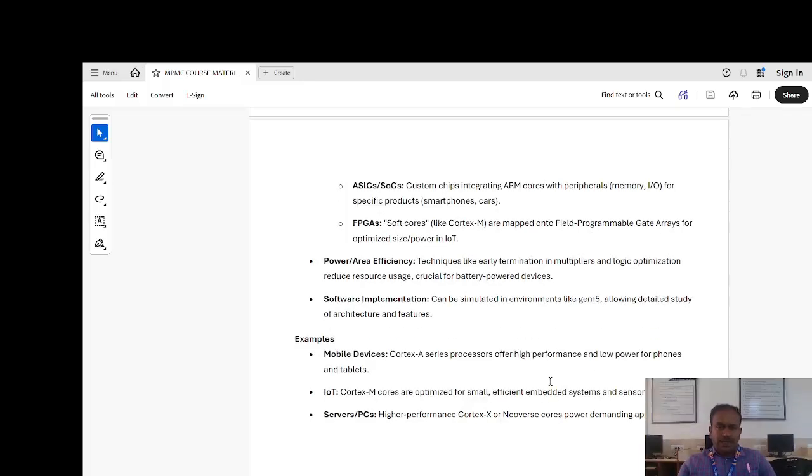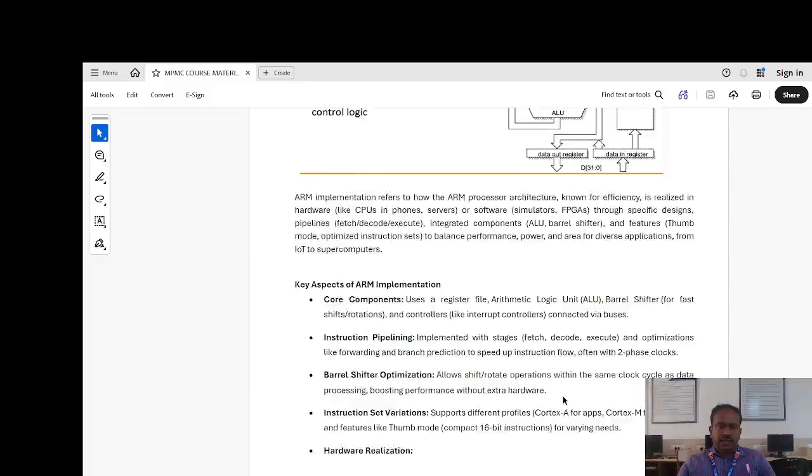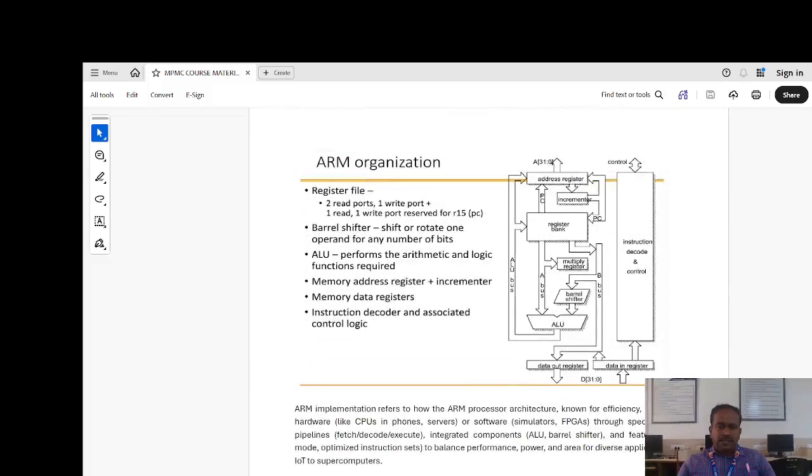These are some examples of where ARM Cortex processors are used. Mobile devices: Cortex-A series processors offer higher performance and low power for phones and tablets. IoT: ARM Cortex-M cores are optimized for small and efficient embedded systems and sensors. Then servers and PCs: high performance Cortex-X or Neoverse cores for power demanding applications. So these are some of the concepts we are implementing in the ARM processor as applications.